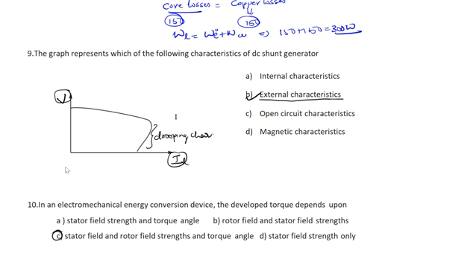In an electromechanical energy conversion device, the torque is proportional to phi m1 into phi m2 into sine phi here. That means directly you can say the stator field and rotor field strengths and a torque angle here. So phi is nothing but a torque angle here. Okay, so answer is C here.